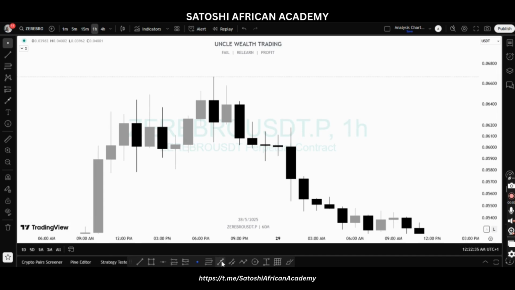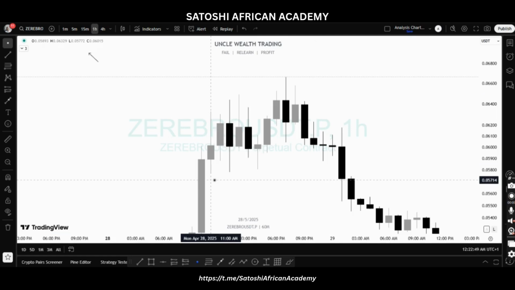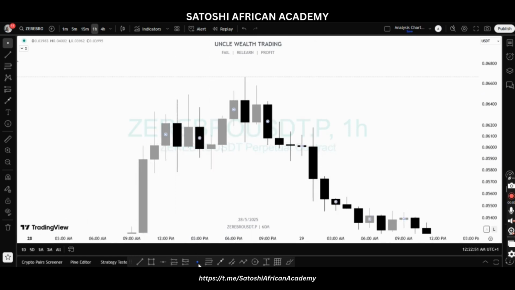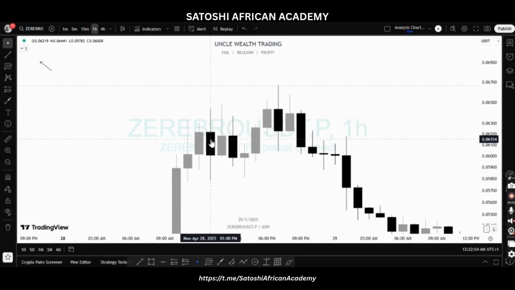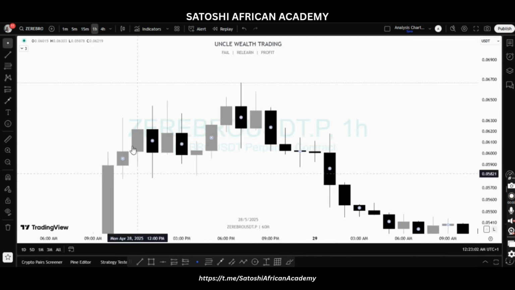Since the price here at this point is lower than the price here, we say that this is a bullish candle. So if you know that the gray candle is bullish, you definitely know that the black color candles are bearish. The same thing applies for the high and the low price.